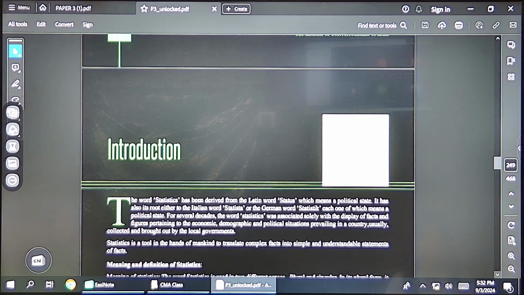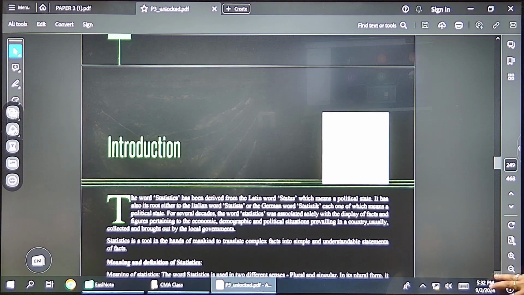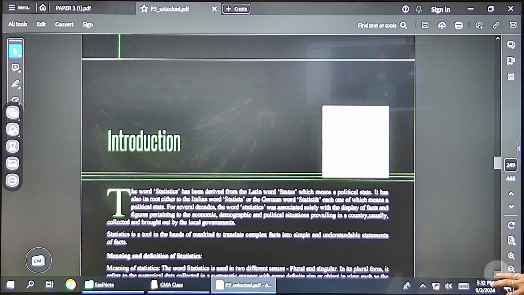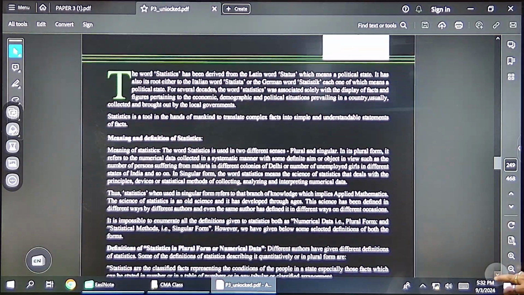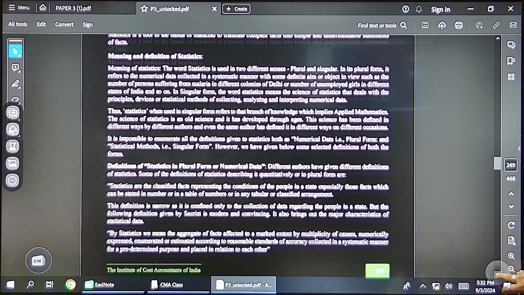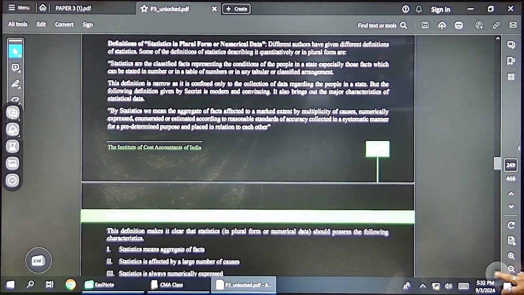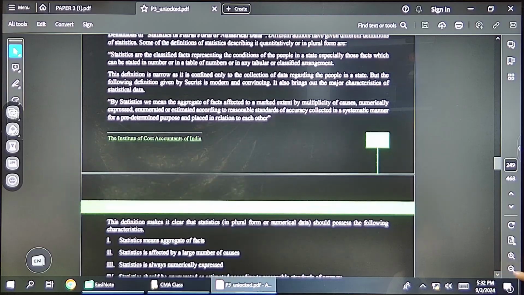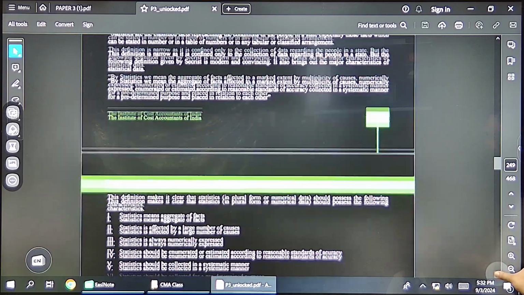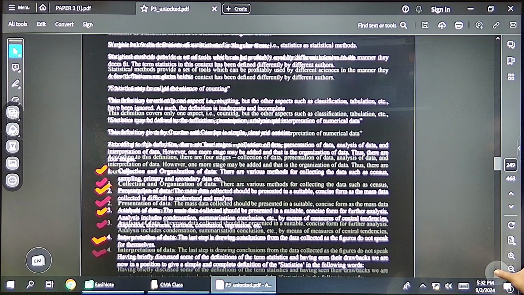Now, the introduction part, I have nothing more to explain, because if I keep on explaining the introduction, the later part will run short of time. You have learned the introduction already in schooling. This is what is statistics. I have highlighted a few things here. What are statistics? What are data? Keep looking at this; you will go through this introduction part.